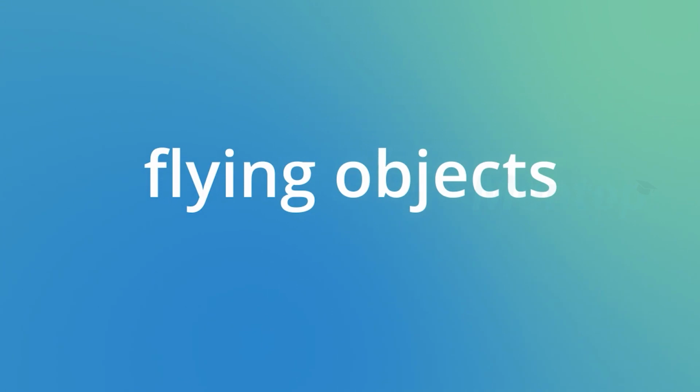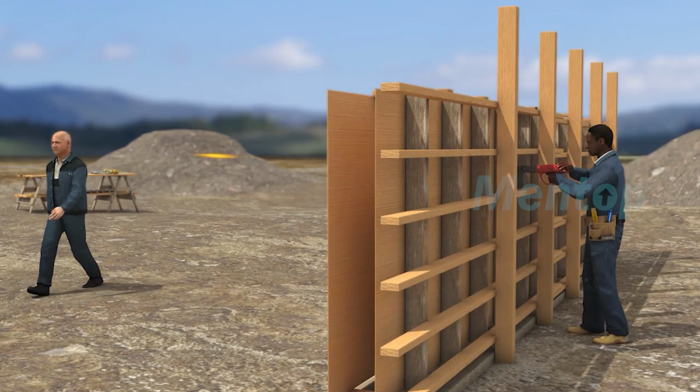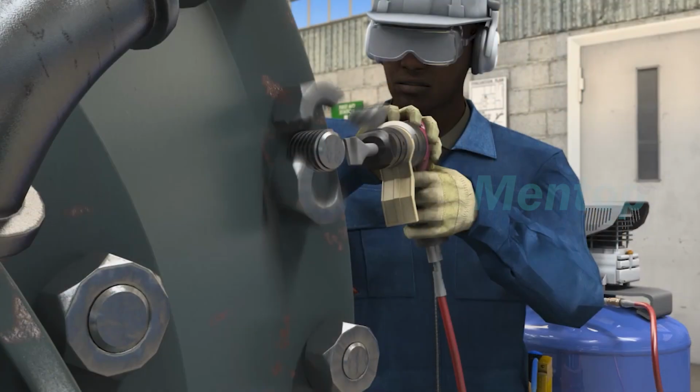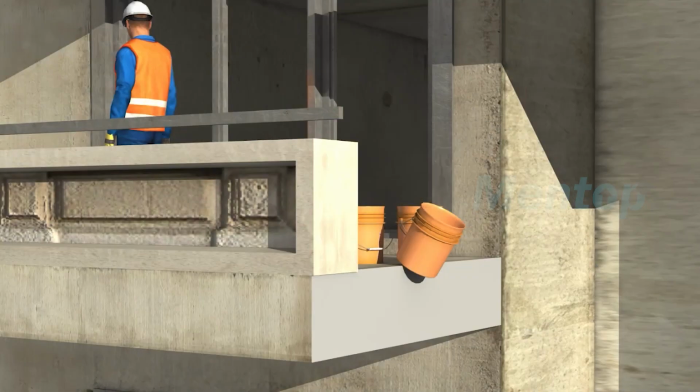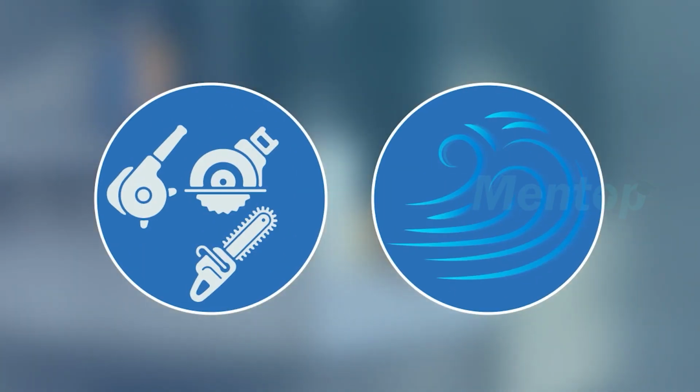Flying objects. A stray nail may shoot out from a nail gun. A power tool may cause an object to chip and material to fly. Or the wind can blow loose materials off roofs or elevated decks. The energy behind flying objects is based on the tool being used and/or other factors such as the wind.